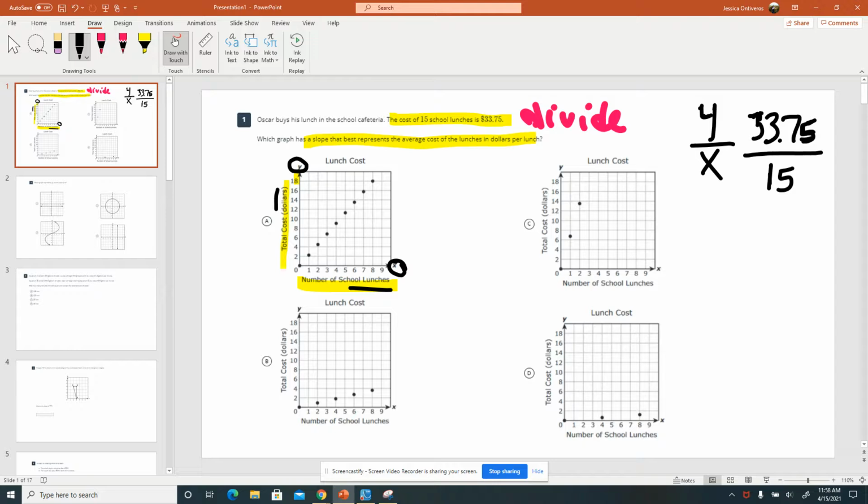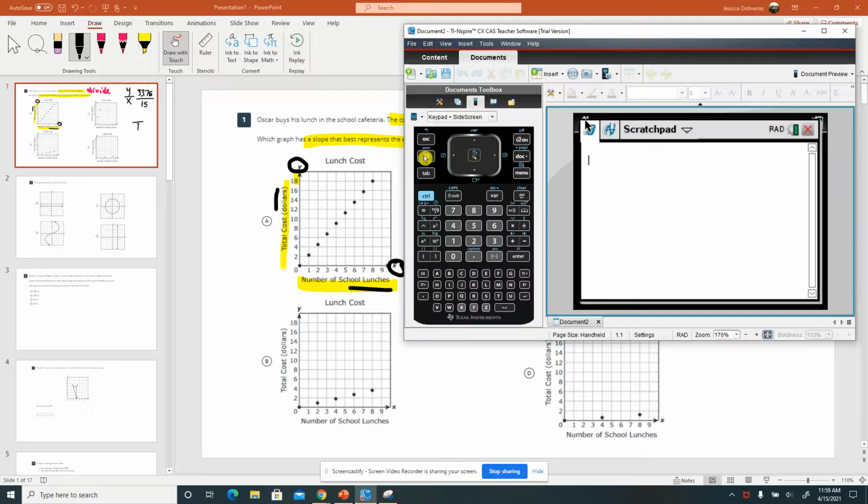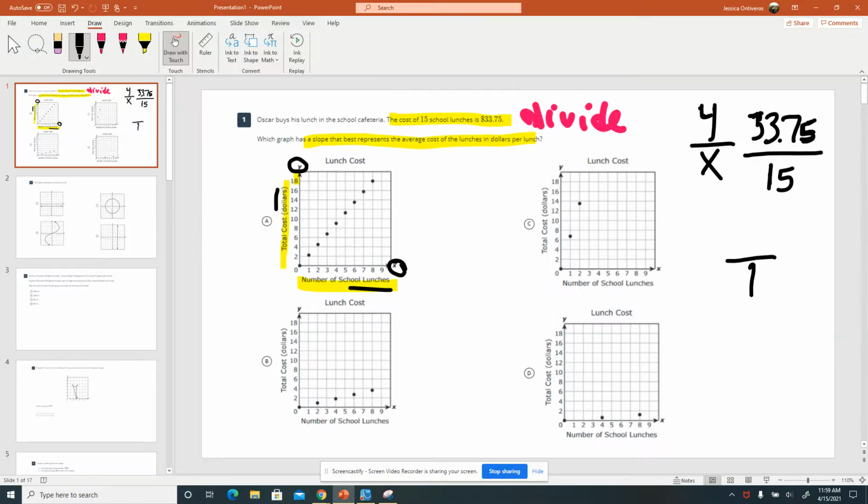All right, so once you divide that, it's going to give you the unit rate. Okay, so a 1 should be underneath. All right, and once you have the number at the top, let me just show you in the calculator. Go to your scratch pad and then 33.75 divided by 15. It gives you 2.25. So now you're gonna find 2.25 per 1, and that's all you have to do.